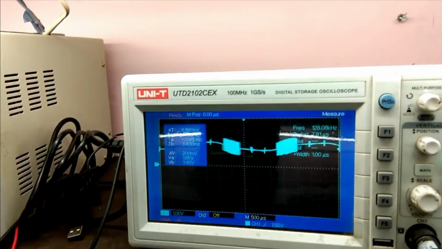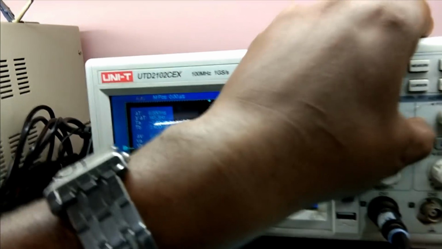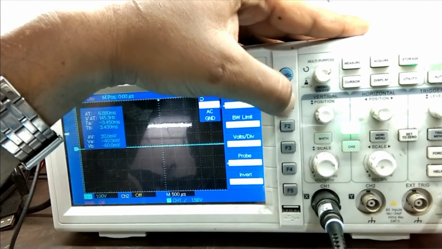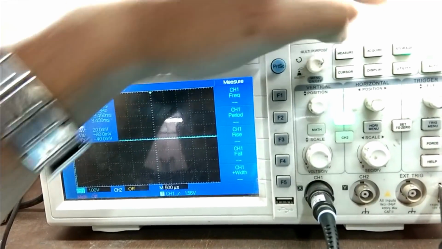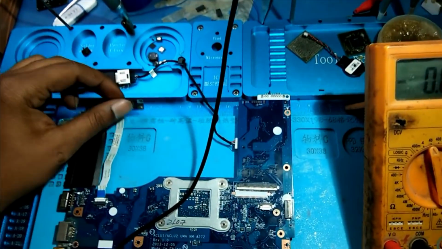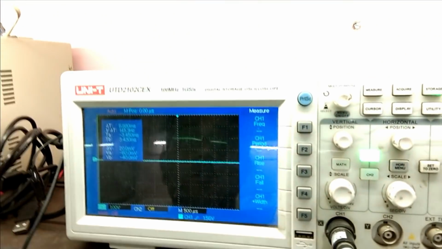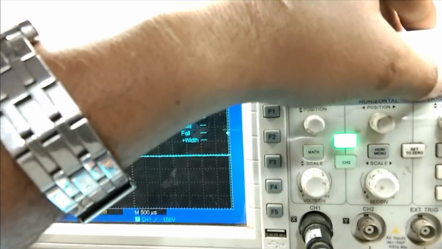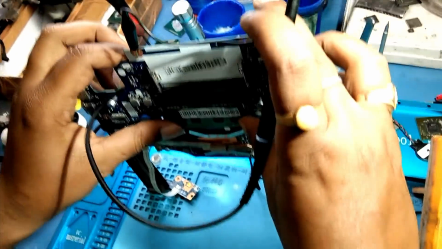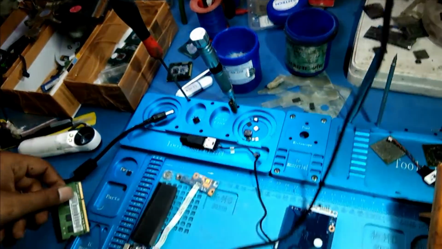So see, we have to check this in AC mode, no? Set this on AC mode. Okay, now the measure, see on the DSO. We have to set this on auto because it's not able to see. We will check it without RAM. Okay, we will remove RAM.